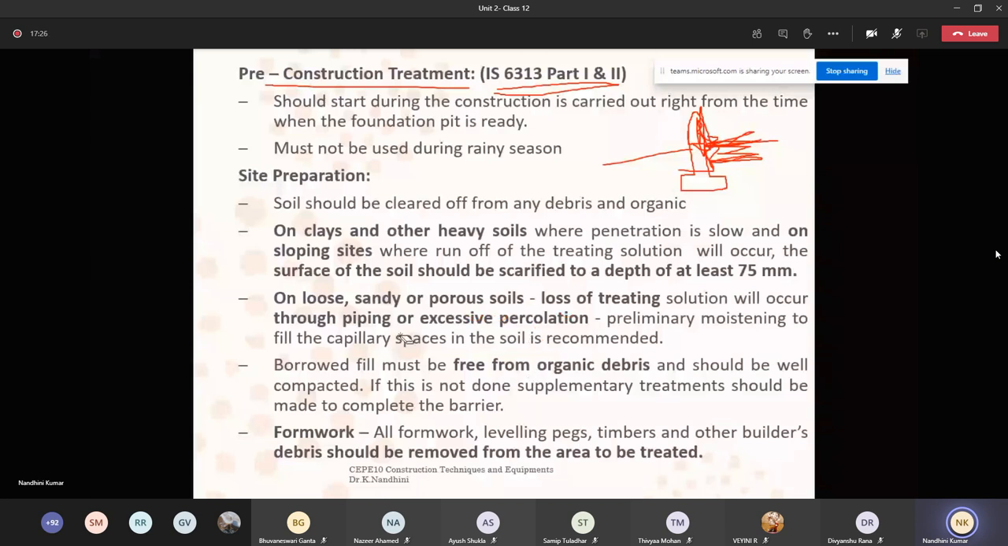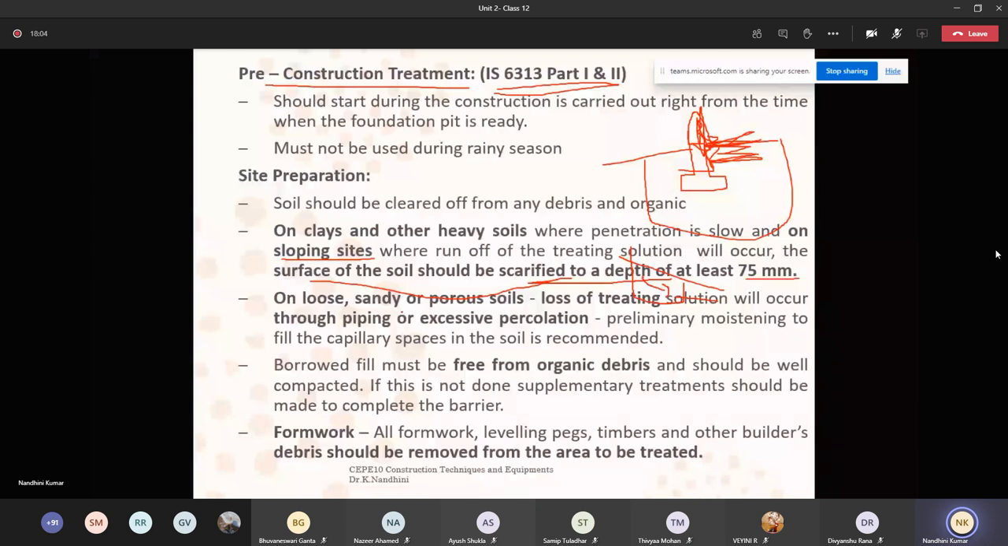Okay. Now, the first thing we are going to do is clear the soil. The waste particles or the debris, you are going to clear it. On clays and other heavy soil, where the penetration is slow, and on sloping sites, where runoff of the treatment solution will occur, like if the surface is in a hilly region and you are pouring on the surface and it is sliding away, that should be taken care of. So the surface of the soil should be scarified to a depth of, that is, you have to dig at least a depth of 75 mm.